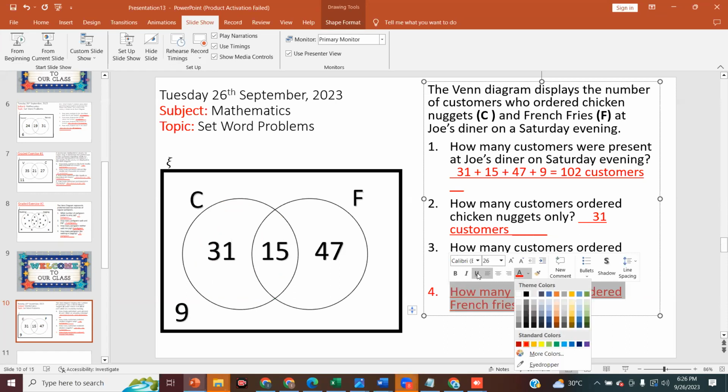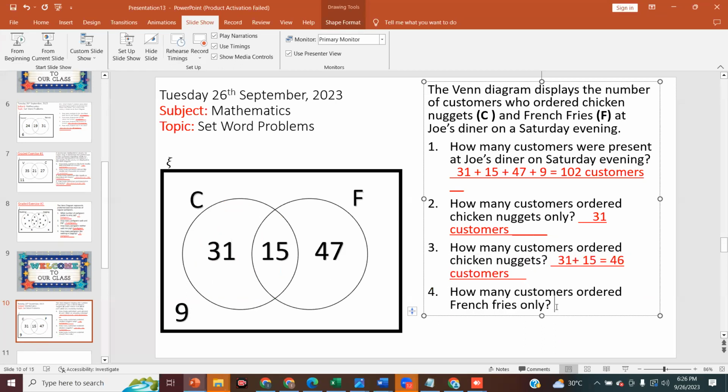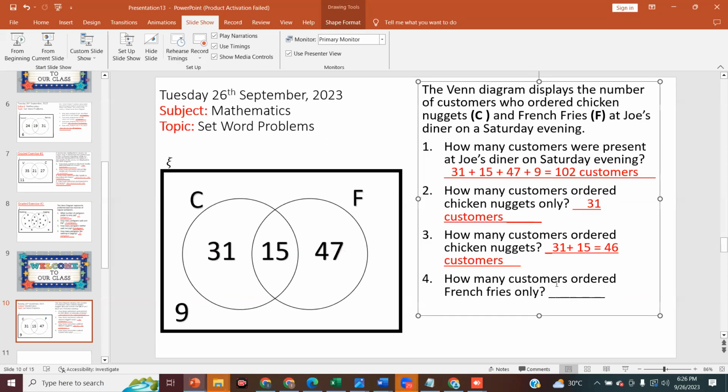Once you have determined the answer, put it inside the chat, please. And just because everybody's saying the answer, that doesn't mean it's right. They could be wrong. How many customers ordered French fries only? Put your answer inside the chat for me, please. That's number 4. Again, this is French fries only.